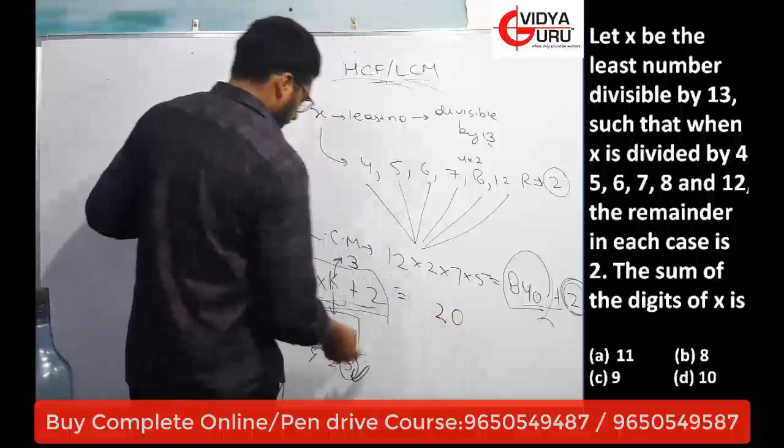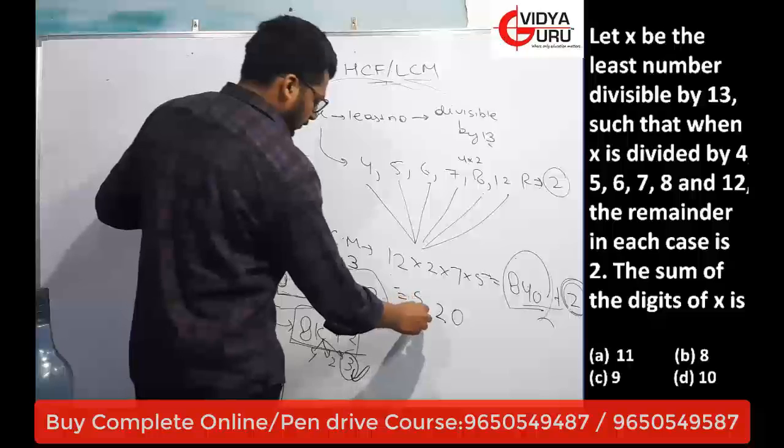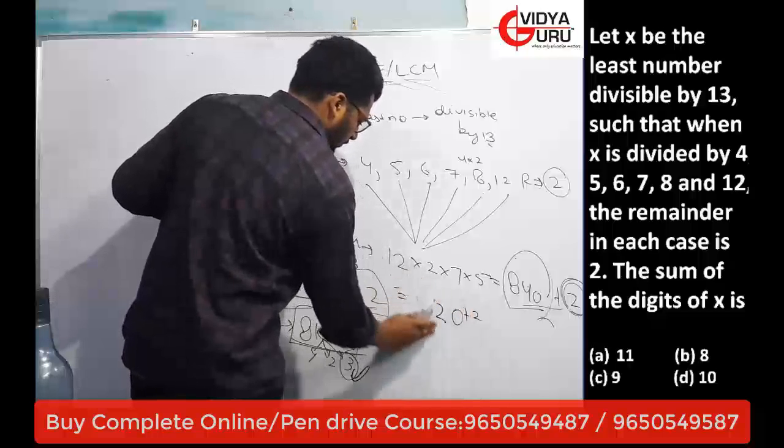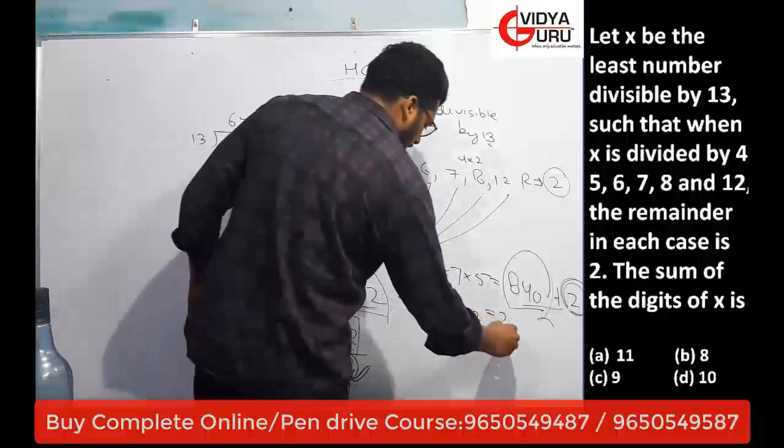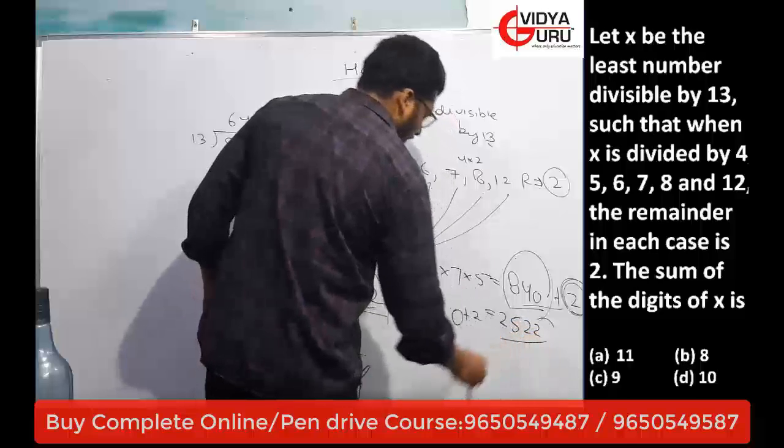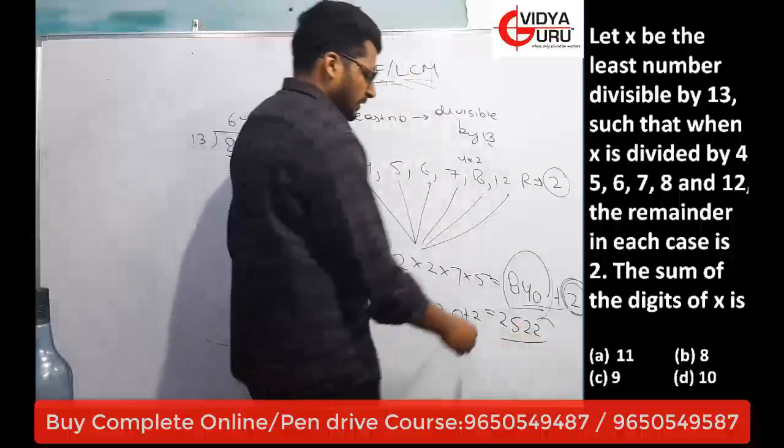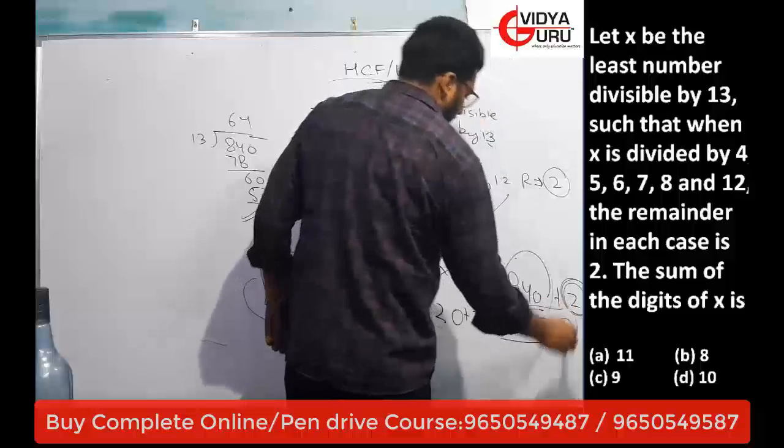So what will come? 3 4s are 12, 3 8s are 24, 2520 plus 2. 2520 plus 2, it will be what? 2522. So what will be the sum of digits of x? 2 3 is 6 plus 5, 11. 11 will be the sum of digits.